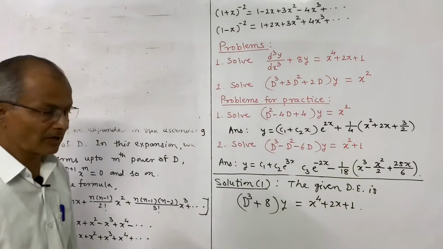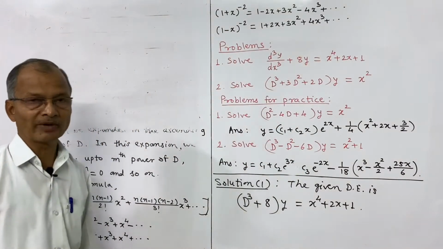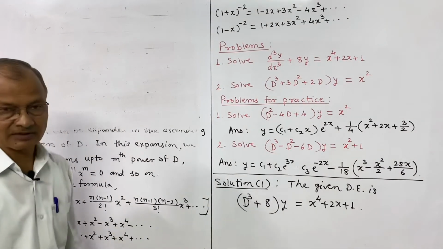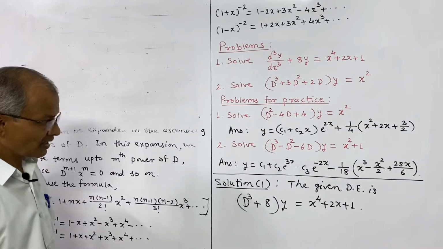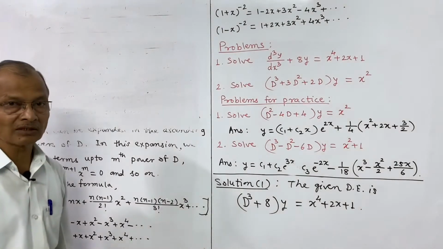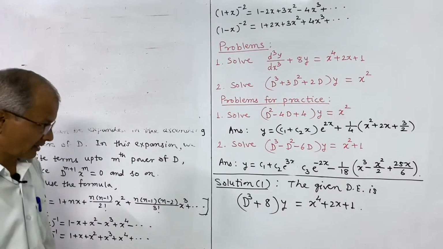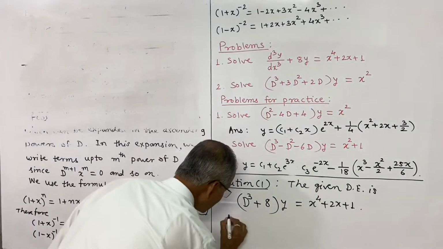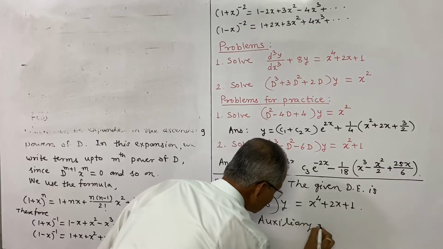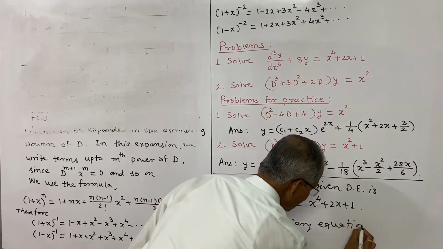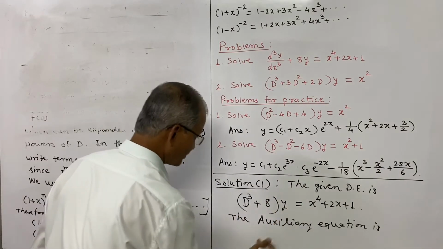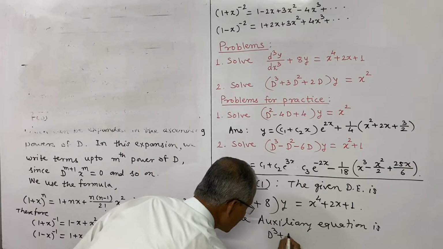Now we write its auxiliary equation. First we have to find the complementary function, because we know that the solution of a linear equation consists of two parts, complementary function and particular integral. The method for particular integral we have written; the complementary function is to be obtained by the earlier method. So write the auxiliary equation. We know it is f of D equal to 0. So D cube plus 8 is equal to 0.